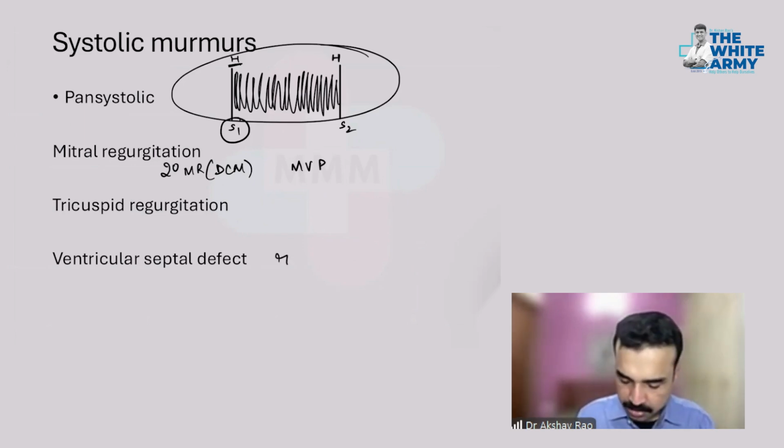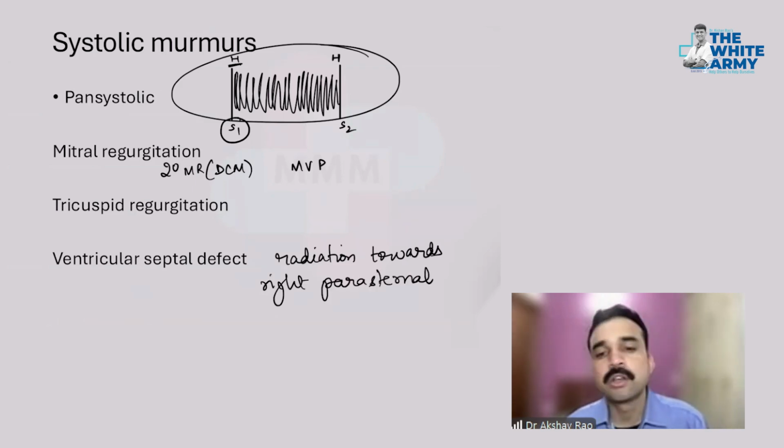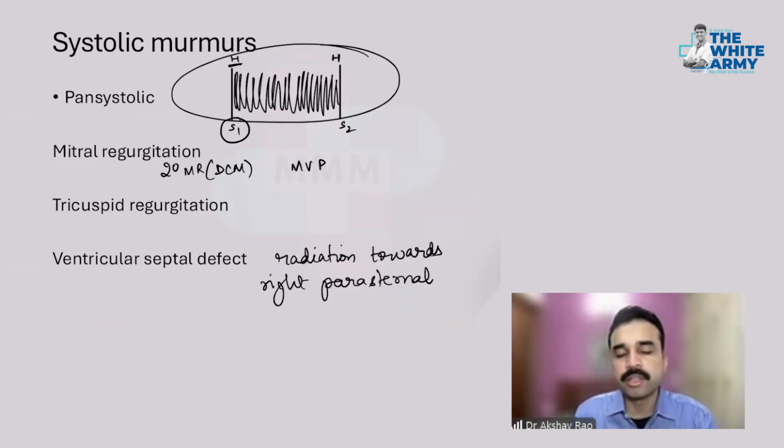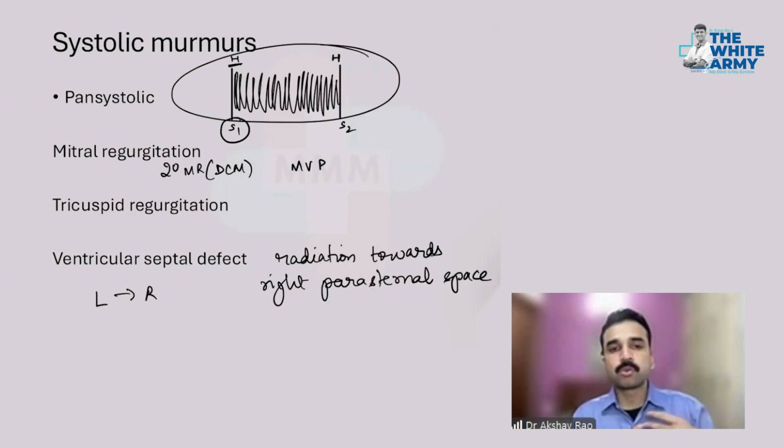The difference being the radiation here is towards the right parasternal space. So remember, we discussed that the murmur will radiate along with the jet. Wherever the jet is going, there the murmur has the chance to get radiated. So in the case of ventricular septal defect, it is a left to right shunt. So that is why the murmur will radiate towards the right parasternal space. You will hear a pansystolic murmur.